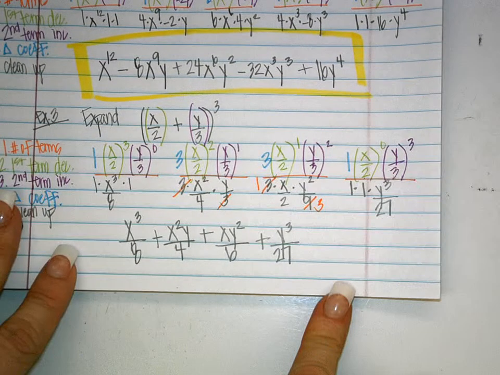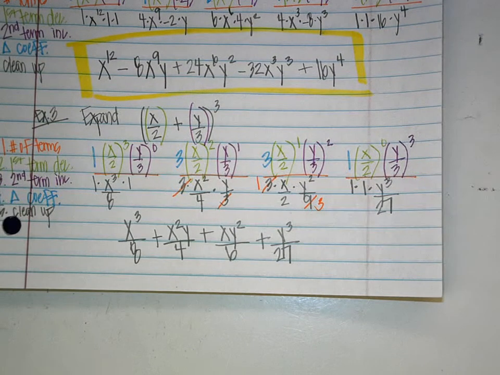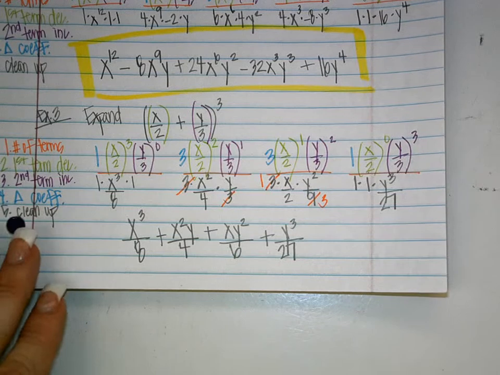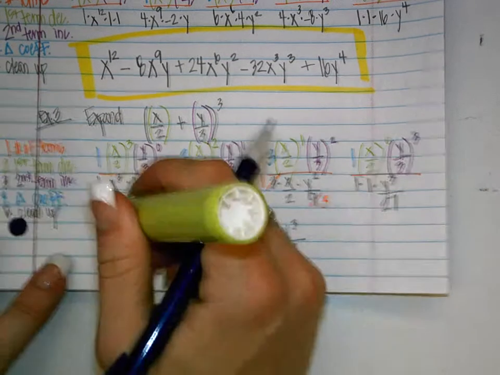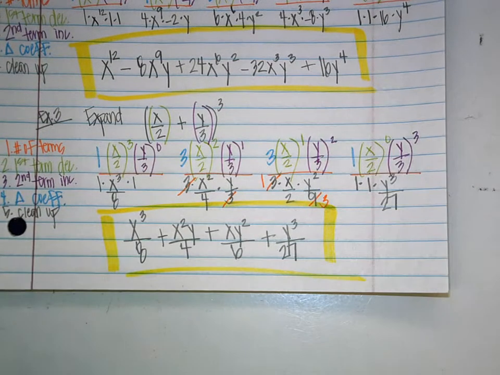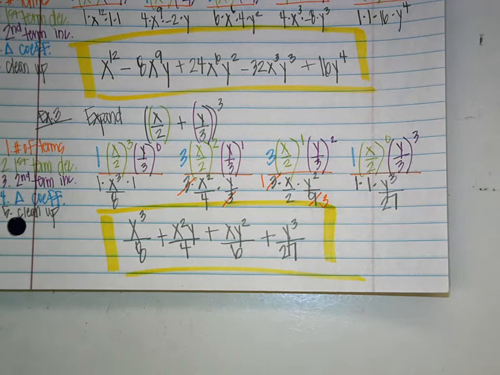You do not have to add these together. You don't have to get a common denominator or anything like that. You're just multiplying. I promise you, it's really not going to be that bad. Any questions on how we did that?